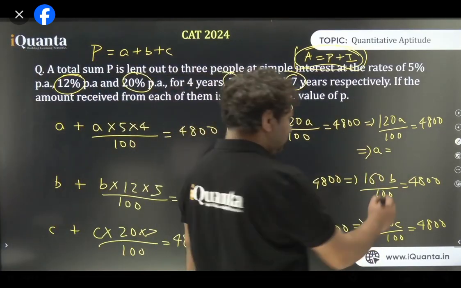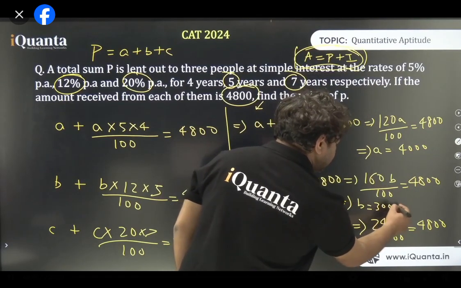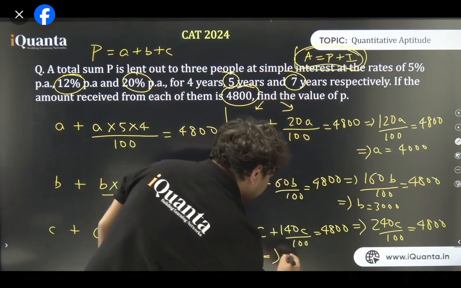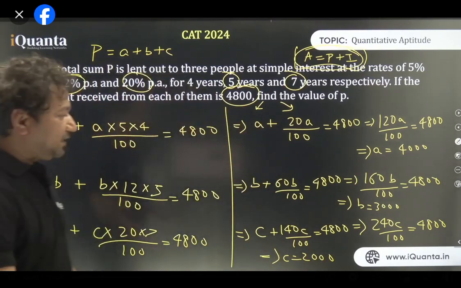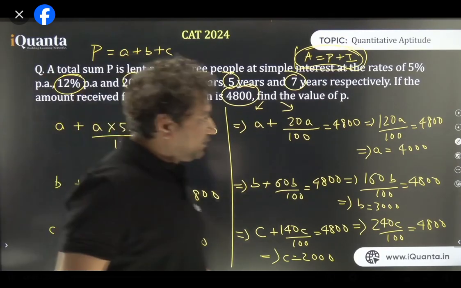A is 4,000. In this case, B will be how much? 3,000. And C will be, if you calculate, it will be 2,000, isn't it? So the answer is 4,000 plus 3,000 plus 2,000 is 9,000. The answer will be 9,000 in total. Is that clear now? Did everyone get it? Okay, we'll do a session for that as well.